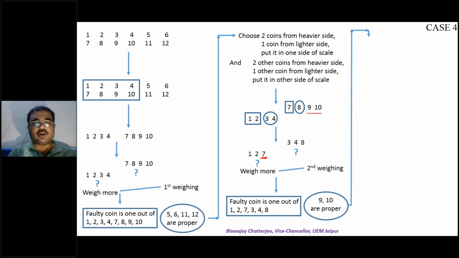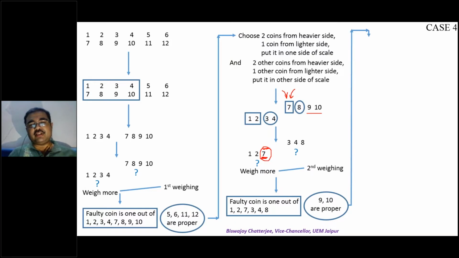So if 7 is the faulty coin, 7 is either heavier or lighter. Say 7 is heavier. If 7 is heavier, 7 could not have been on the lighter side over here. In this weighing, 7 could not have been on the lighter side if 7 would have been heavier. So 7 is definitely not heavier. Say 7 is lighter. If 7 is lighter, 7 could not have been on the heavier side over here.